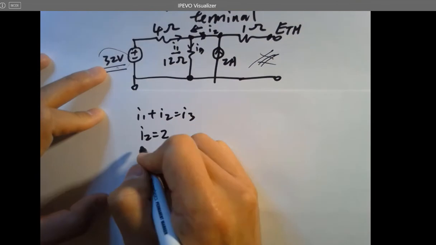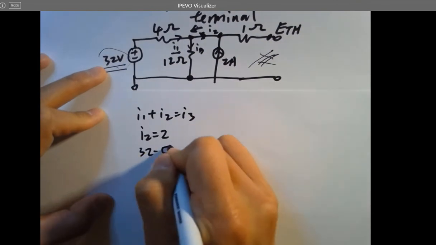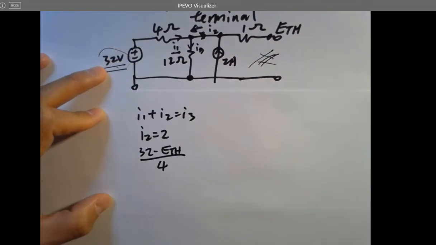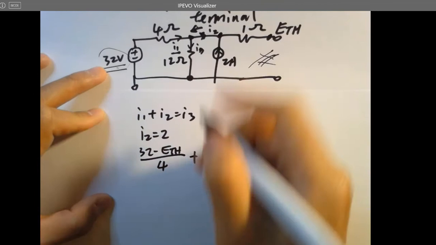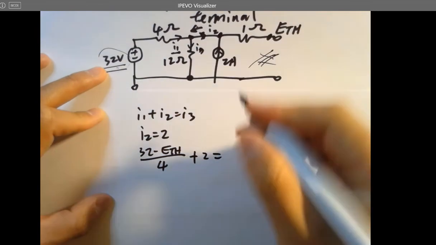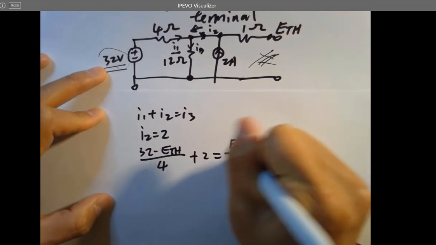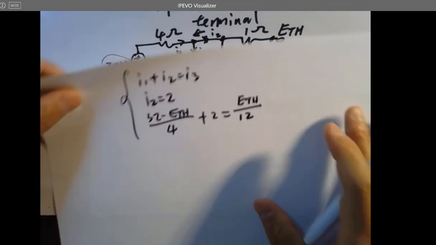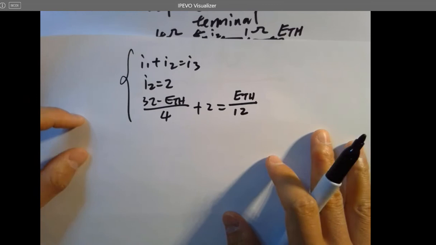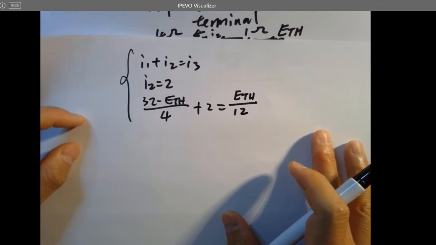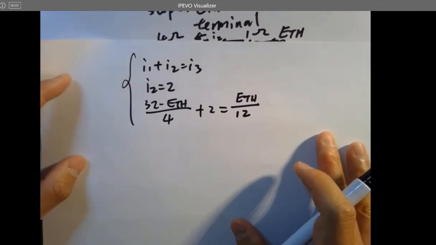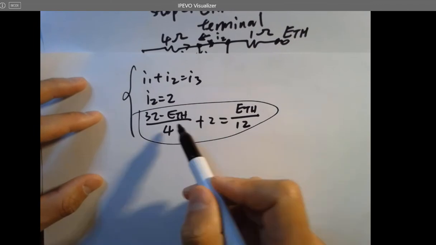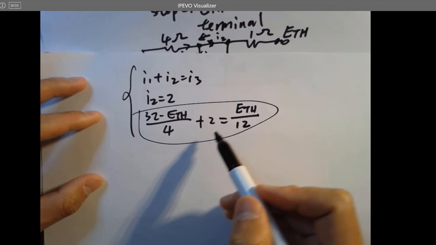So I1 equals 32 minus ETH over 4 ohms. So you get I1. And I1 plus I2, which is 2 amps, equals I3. So I3 is ETH over 12 ohms. Okay, so these are the three equations you can use for the calculation. And this one only has one variable, so you can actually calculate ETH pretty easily.